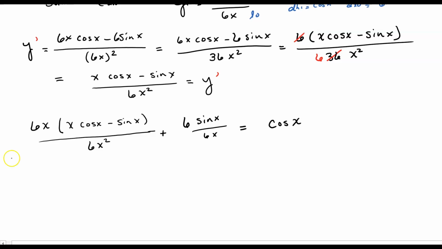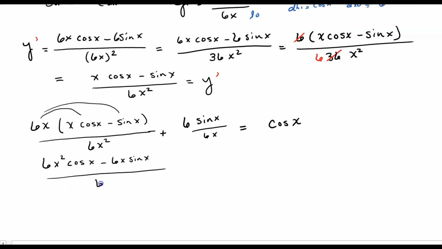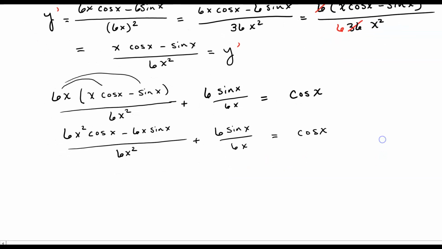Okay, so what do we have here? We have 6x, and we can combine like terms. There are a few things that we can do. So I think it's probably best to do this little distribution bit here. I'm going to get 6x squared cosine x minus 6x sine x over 6x squared plus 6 sine x over 6x, and we again set it equal to cosine. So what we need to do is verify that the left side of the equation equals the right side of the equation.